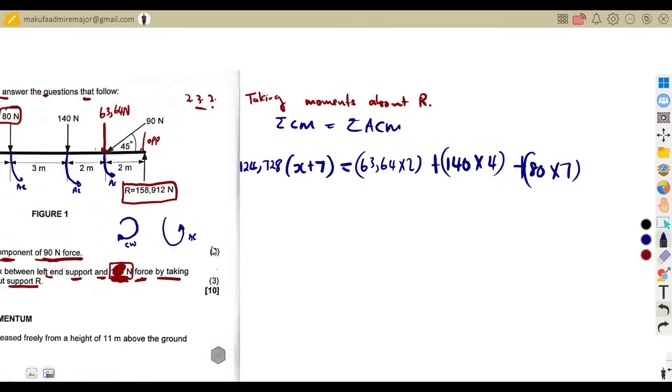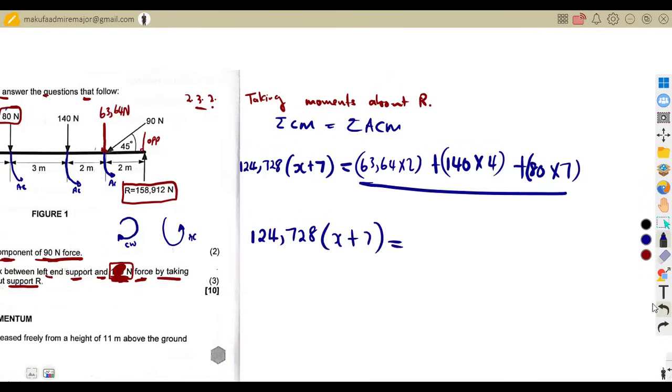Since we have formulated an equation, we can calculate the value of X. I'm just going to leave this side as it is. Yes, you can expand your brackets, but I'm going to leave it. 124.728 times (X plus 7) is equal to, combining everything on the right-hand side, 1,247.28. If you've got those mathematical eyes, guys, we can see that there's something common: 1,247.28 and 124.728.